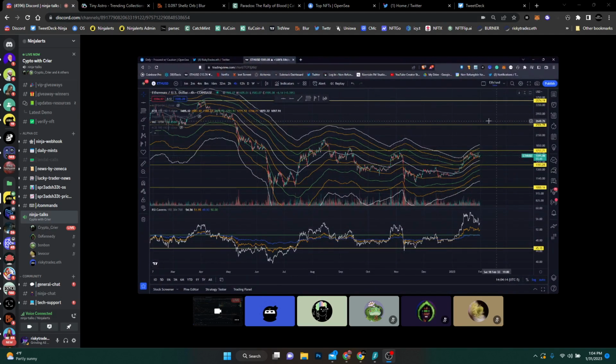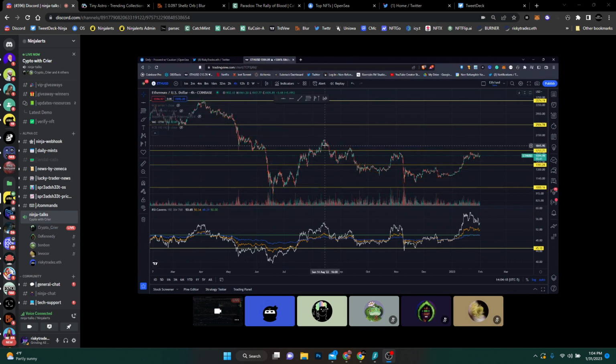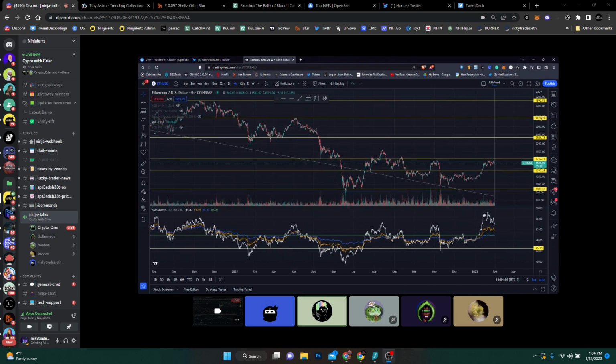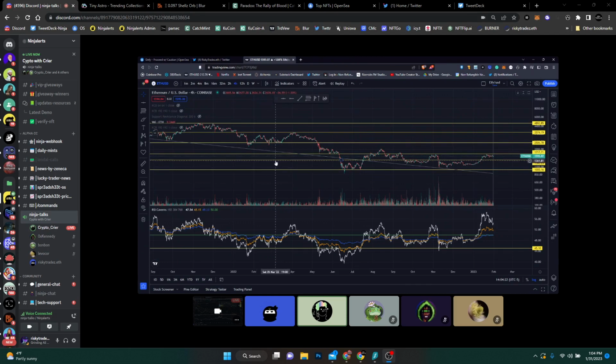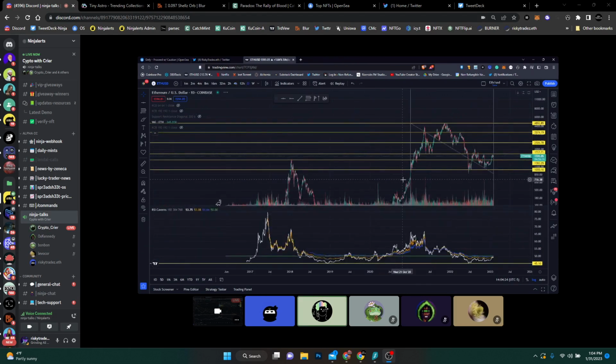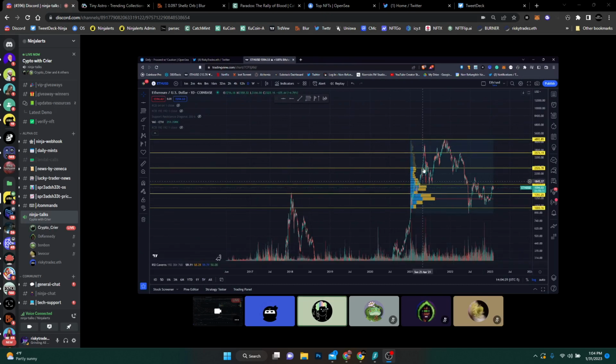Homework wise, practice resistance and support drawing at the basic level, and then we can go into these next things. Look up what point of control is. It kind of flips the idea of volume on its side, around the y-axis instead of the x-axis, which is what I like a lot.